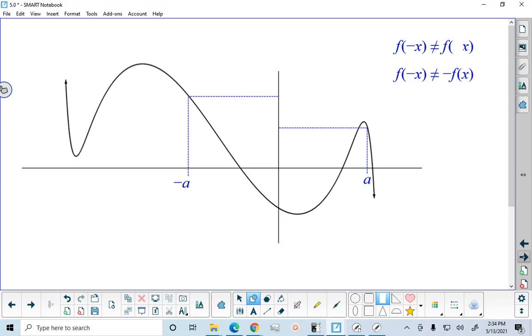And what that means, I could have put a's in there, but what that means is that this function is neither odd nor even.